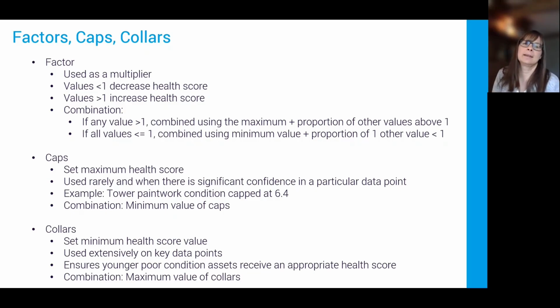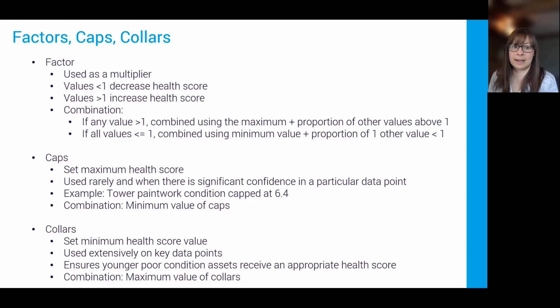So you wouldn't replace a steel tower because the paint is poor. You would replace the paint system. You would strip it back and do what you need to do there. So caps are used, but not very often. And when we combine them, we just take the minimum value of the caps.